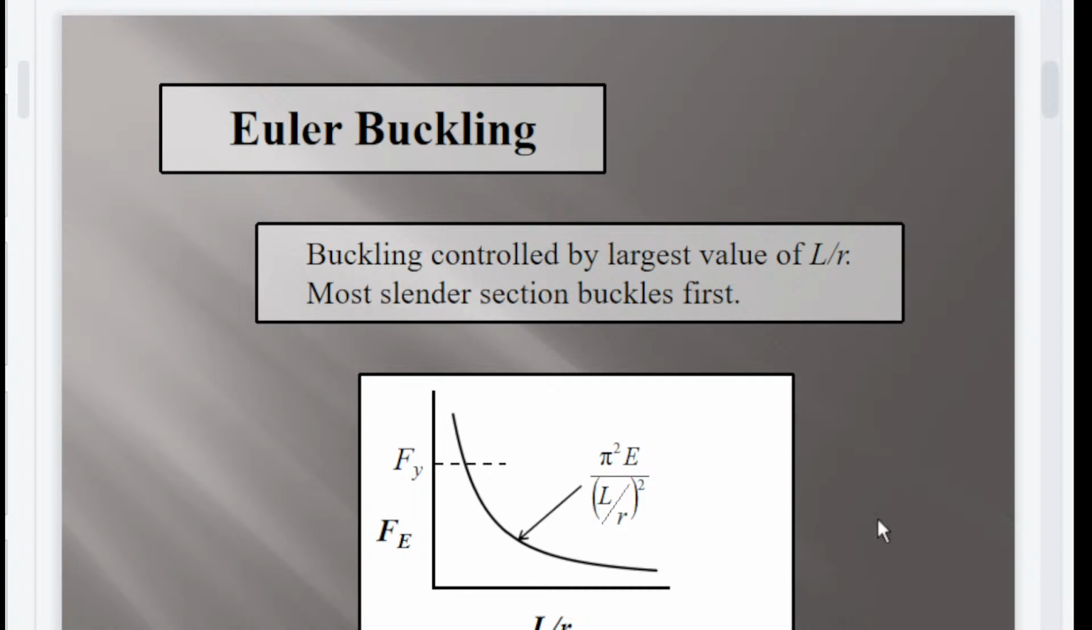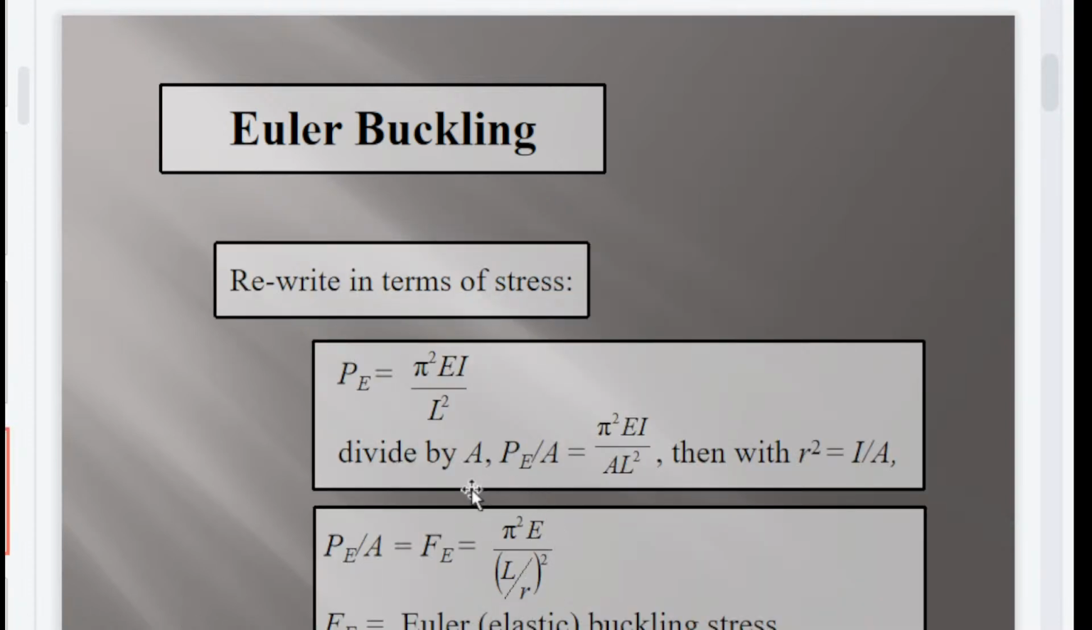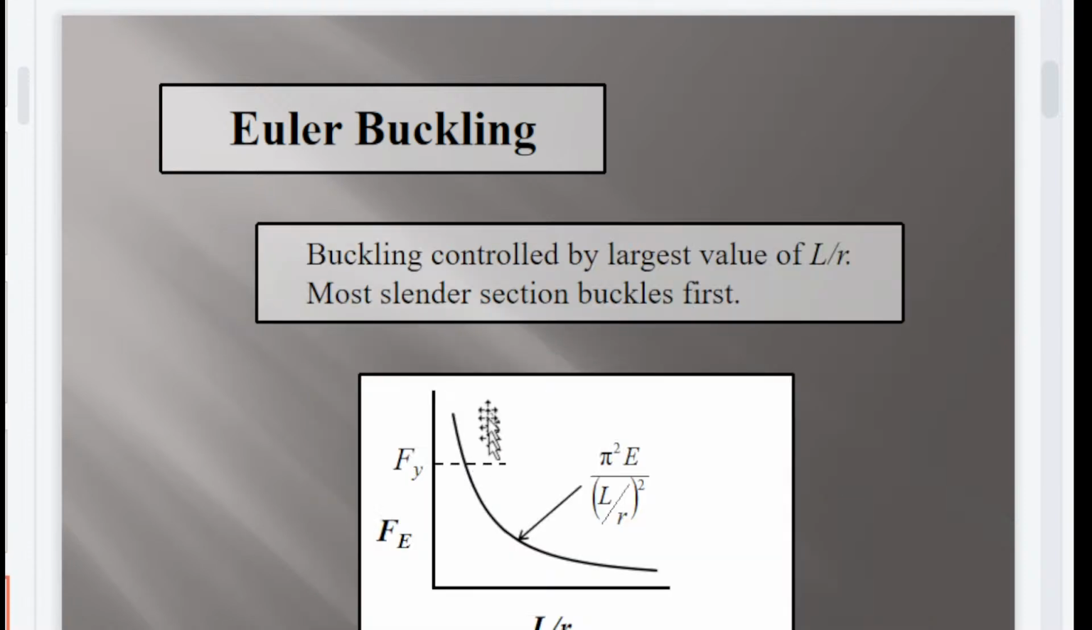So this is our diagram of stress versus slenderness ratio. As you can see, go back to this formula. The stress is inversely proportional, not only inversely proportional but to the square of the slenderness ratio. So you can see the curve is more pronounced in this area because of that.